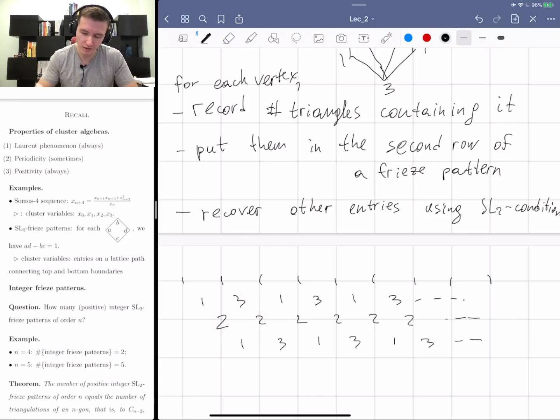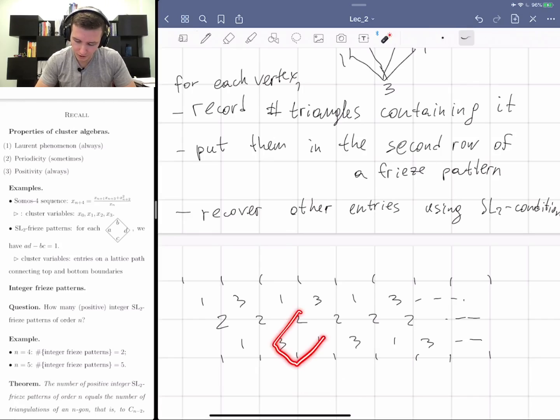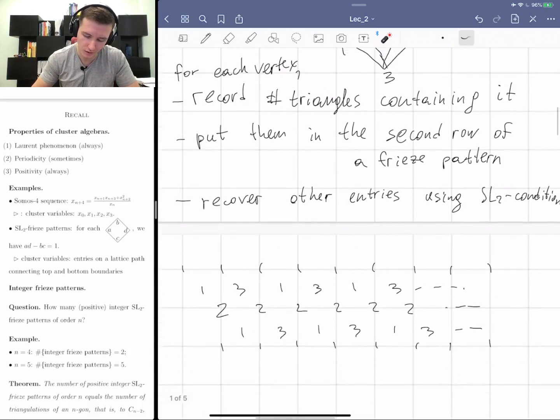Surprisingly, again I'm dividing, but surprisingly, if my second row comes from a triangulation, then the remaining entries are going to be all integers. And then 1, 1, 1, 1, 1. The last row is also uniquely determined, and after n steps, I'm going to get all ones. These are all exercises for you to check.